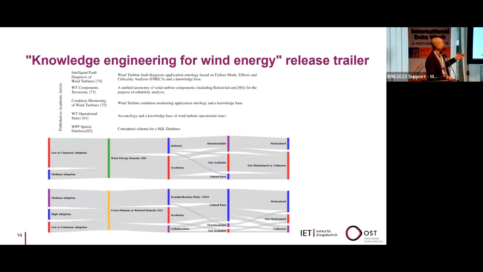So the second part, as I said, has a lot of the wind energy domain artifacts we reviewed. You can look for them in the paper, but we found 20 wind energy specific artifacts that are available, published. Obviously, we could not get into the industry ones. And then we went through 22 cross-domain and related domain artifacts.